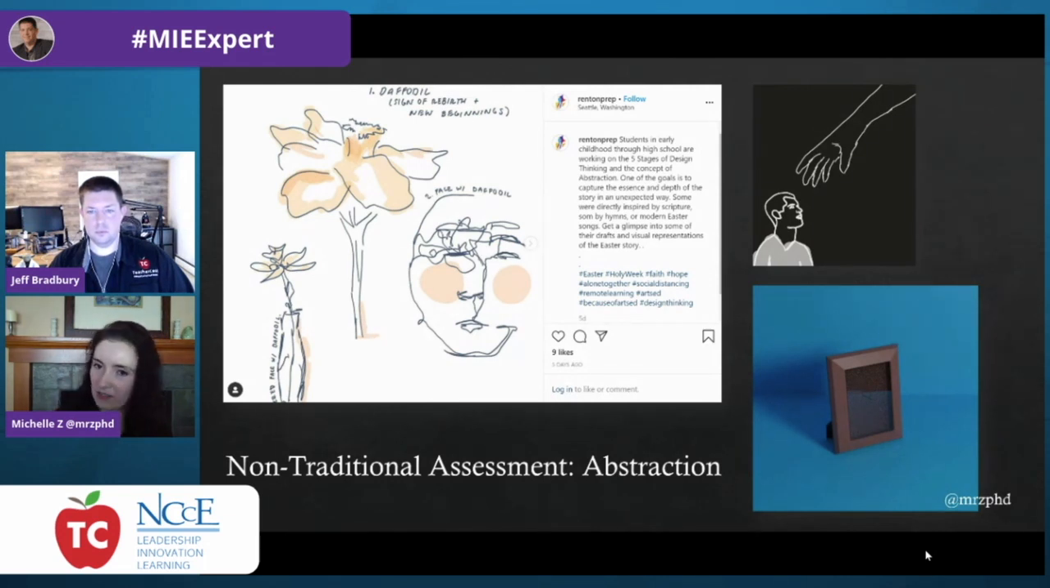We looked at iconography, and their goal was to not do iconography. So we wanted them to do something that you would look at and wouldn't necessarily think Easter right away, but it would be able to tell something about their thoughts and opinions surrounding those concepts and stories.